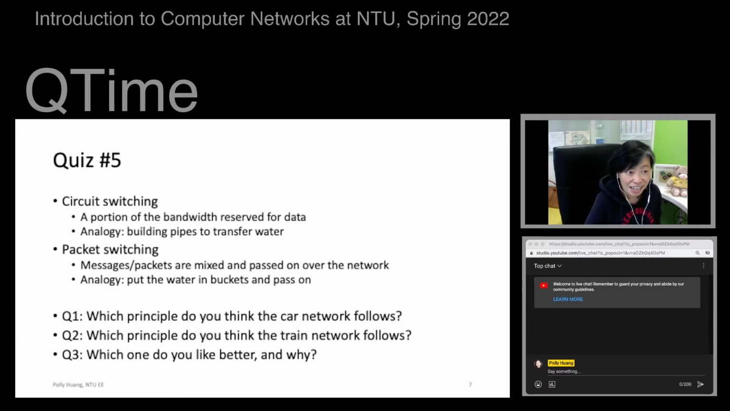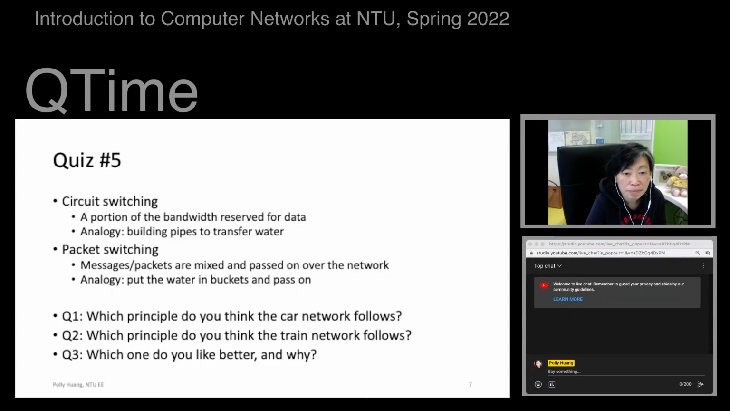So Q1 here is asking, let's consider a vehicular network. In human society, we move all sorts of vehicles around. Cars are a kind of vehicle. Trains are also a kind of vehicle. Now based on how you understand we move cars around, do you think the car network is based on circuit switching or packet switching, and why? And for the train network, do you think it's more circuit switching or packet switching, and why?